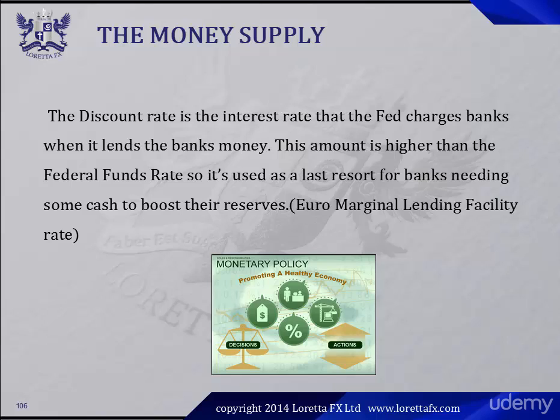So banks with surplus reserves will lend money overnight to banks with insufficient reserves. And banks that aren't able to get money from other banks must borrow money from the central bank. And in the US, the central bank will charge other banks a discount rate. And in the Euro area, the central bank will charge other banks the Euro marginal lending facility rate.